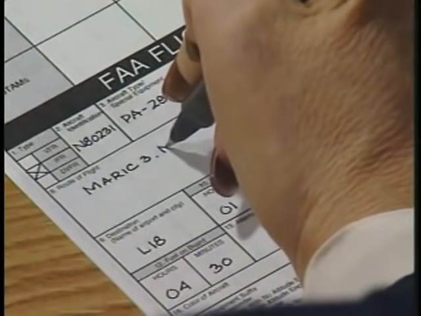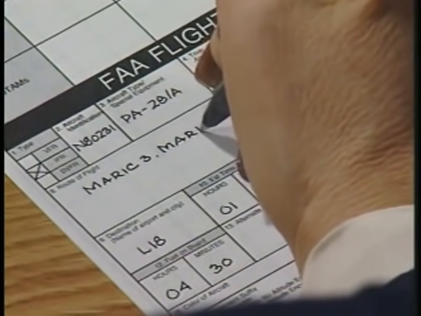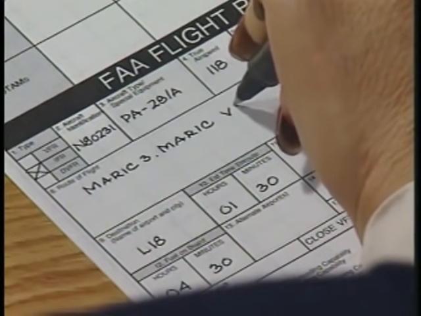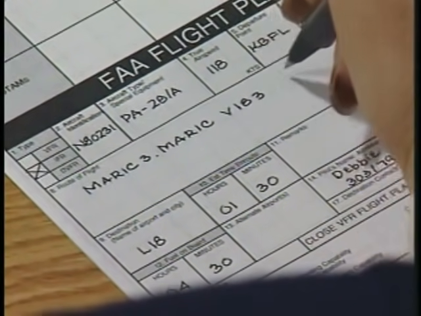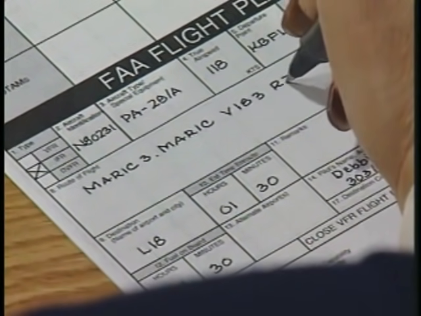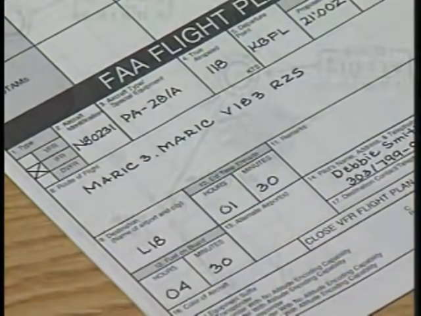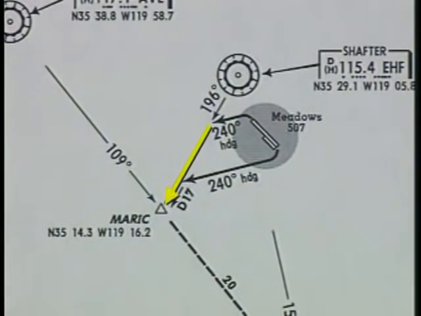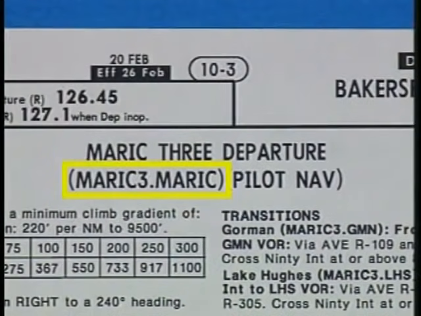When filing an IFR flight plan that incorporates a DP, you should use the computer departure code, including the departure name and, if appropriate, transition name. For example, if you're using the Merrick 3 departure to Merrick intersection and then proceeding en route from there, the code MARIC3.MARIC should be used on the flight plan.